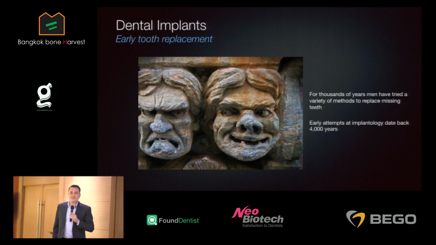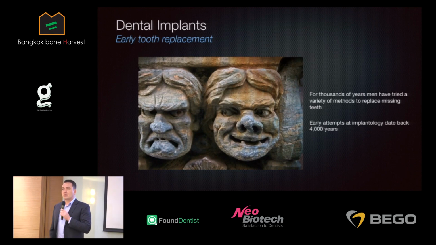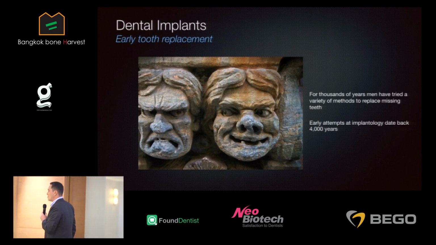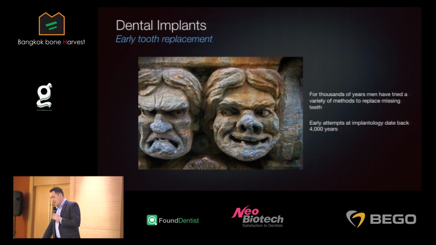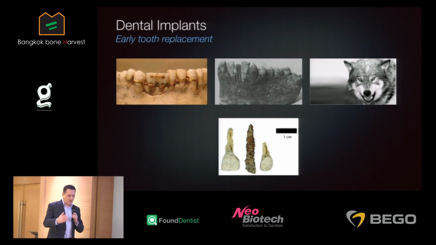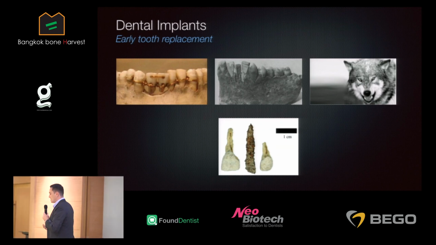At the same time, dental implantology has been around for thousands of years. Early attempts date back 4,000 years. I don't want to give you a long, dedicated history lesson, but just to show a few examples. Human teeth have been used centuries ago. Seashells have been used. Animal teeth have been used to replace missing teeth.